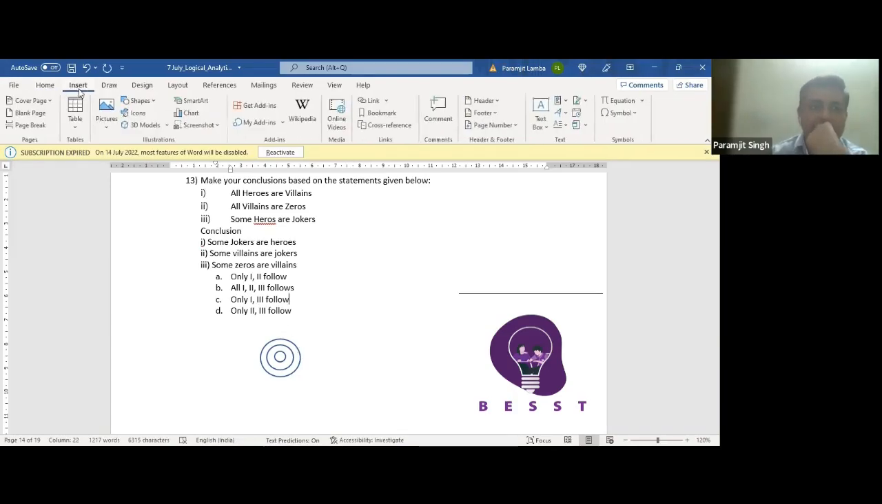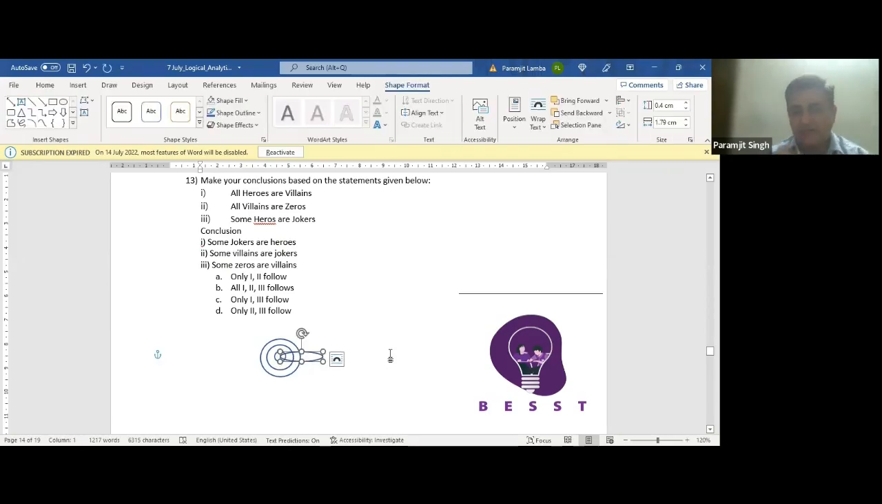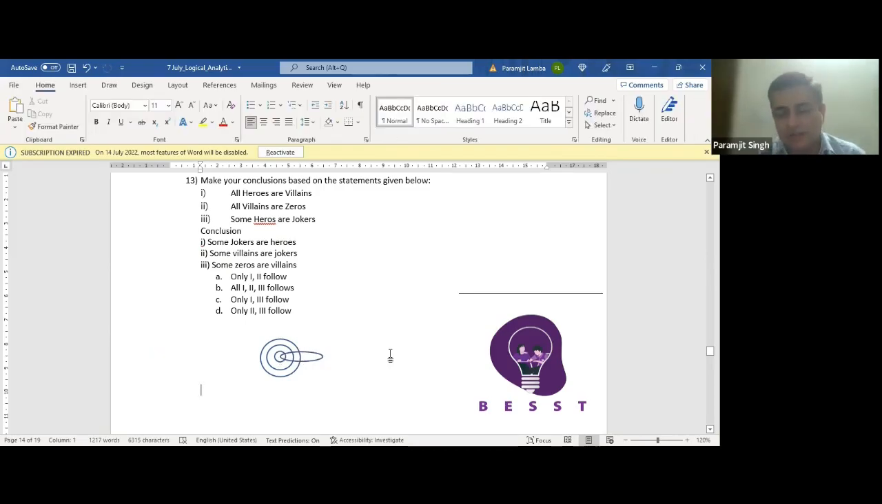I am going to help you here, and I'm going to draw the third statement. So, all heroes are villains, all villains are zeros, and some heroes are jokers. These are the jokers. This is the diagrammatic representation. Now, according to this, what will your answer be? Which will you choose as your answer? A, B, C, or D? Sir, option A. Okay. Why A?